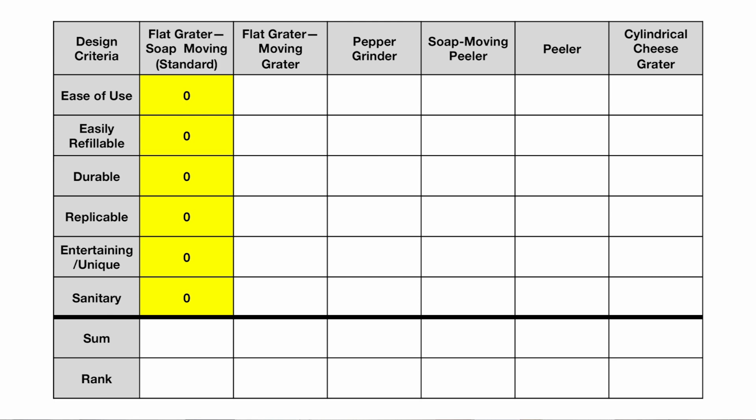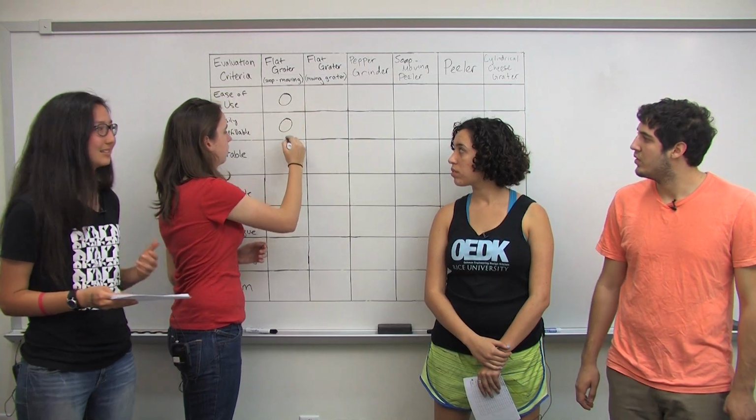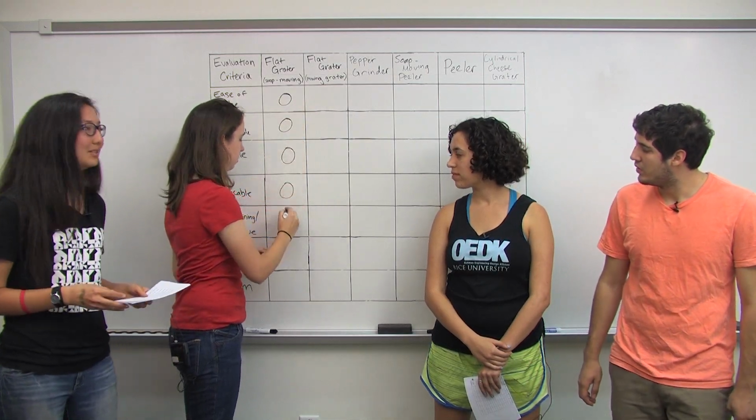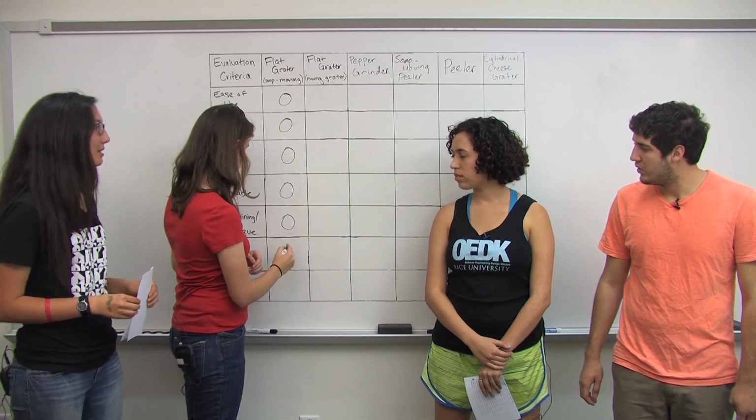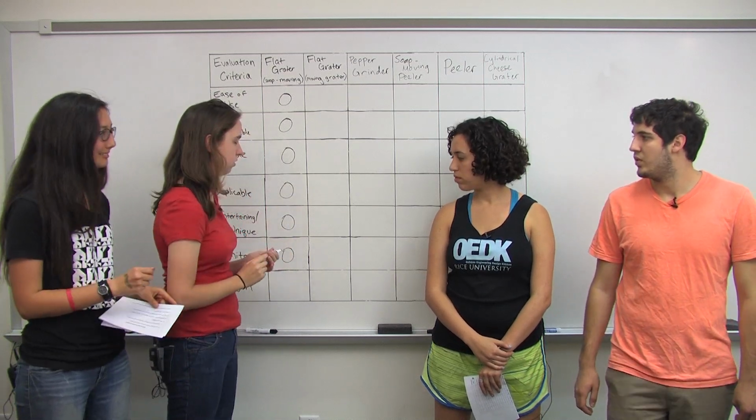Usually, the standard is set to a product that already exists. But in our case, since our product does not exist, we're taking it based off of what we think is most commonly done.